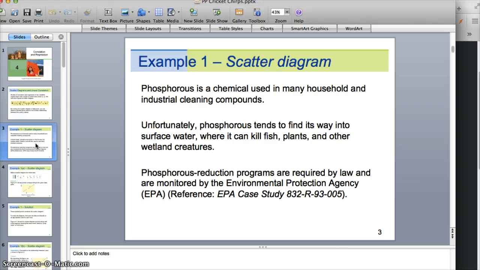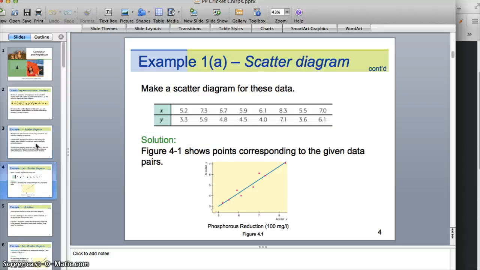Example 1 is a scatter diagram, and this is actually on page 132 in your textbook. Phosphorus is a chemical used in many household and industrial cleaning compounds. Unfortunately, phosphorus tends to find its way into surface water where it can kill fish, plants, and other wetland creatures. Phosphorus reduction programs are required by law and are monitored by the EPA. There's more information on page 132. So this particular problem is asking us to make a scatter diagram for these data.